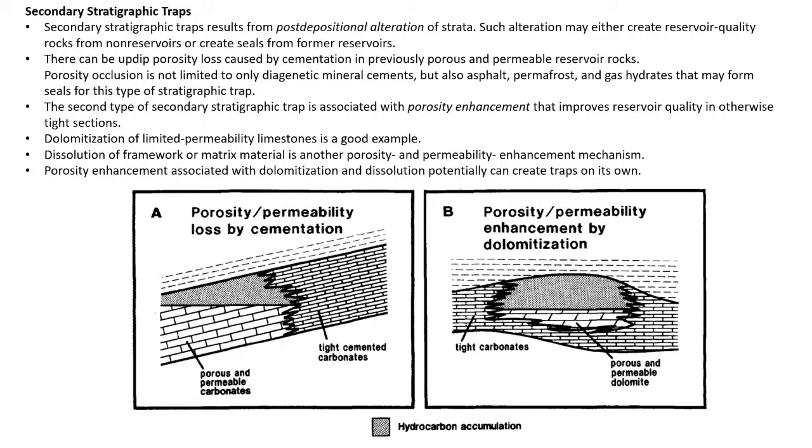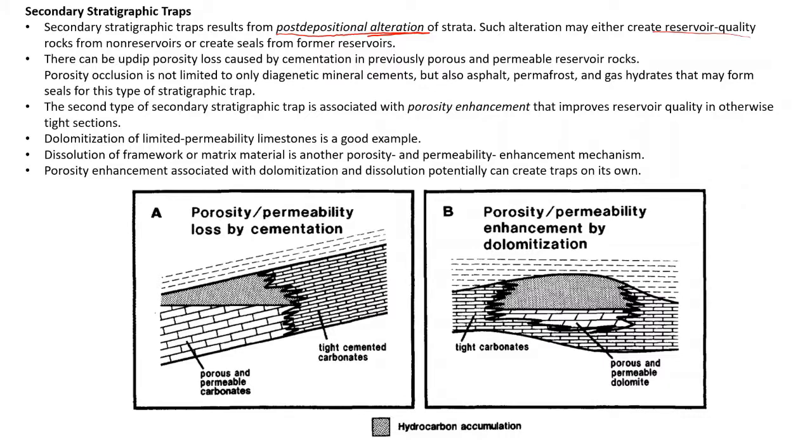What are the secondary stratigraphic traps? So the previous one that we saw was about the deposition of the sediments above or below the unconformity and the structures associated. Now, when we talk about the secondary stratigraphic traps, they result from post-depositional alteration of strata. Alteration of strata means here the diagenetic changes start to happen. So they may either create reservoir quality rocks. So, say for example, there is a carbonate rock which is very tight, very tightly packed. It has no porosity and permeability.